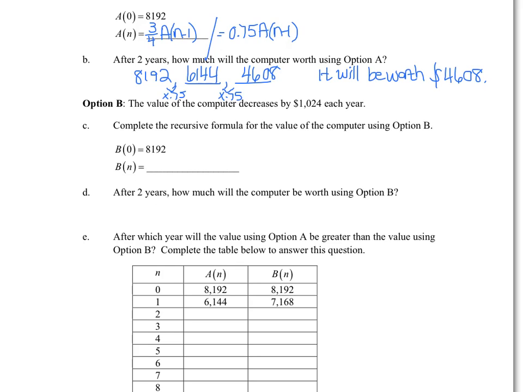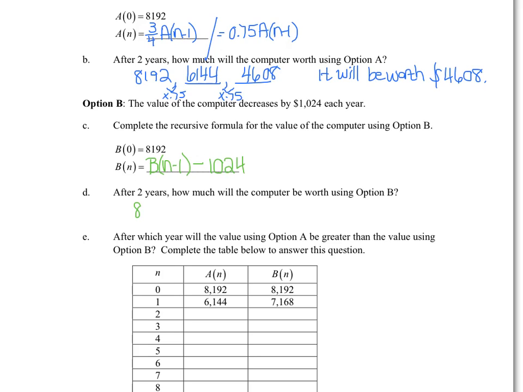Option B says the value of the computer decreases by $1,024 each year. Complete the recursive formula for the value of the computer using option B. Well, again, the recursive formula is what we're going to do to our previous term. We've started with our initial amount, and we're going to take our previous term and subtract 1,024 from it each time. After 2 years, how much will the computer be worth using option B?